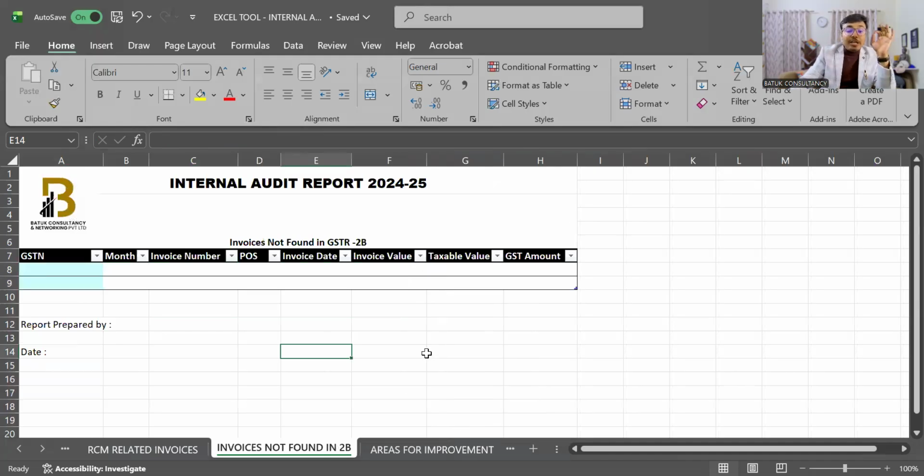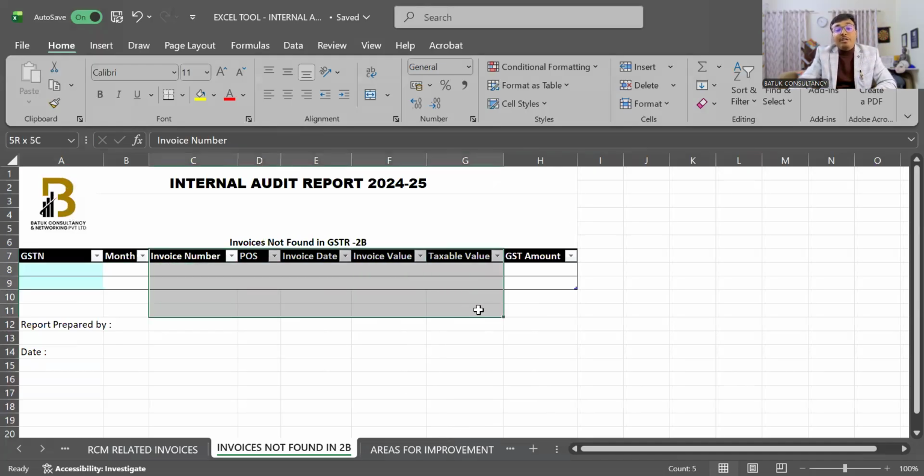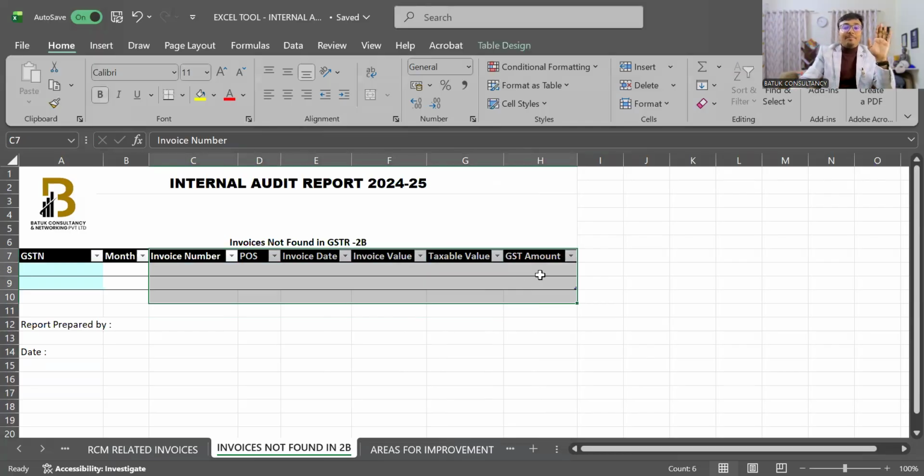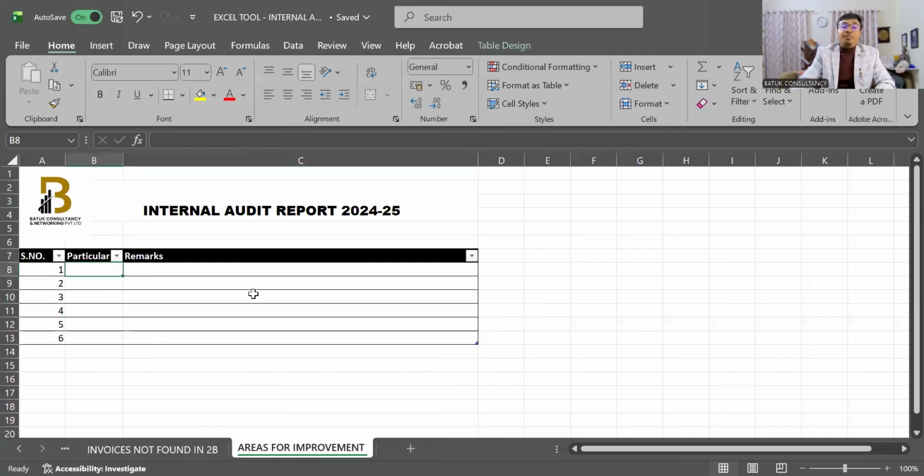We also need to check the invoices which are not found in GSTR 2B, so that we can provide a separate sheet to our client that, sir, you need to collect from these particular persons. And at the end we also need to provide areas for improvement. This is a very important segment of this report, in which we provide the areas where some improvement is required. For example, there may be chances of a different date in GSTR 2B and a different date in books of accounts.